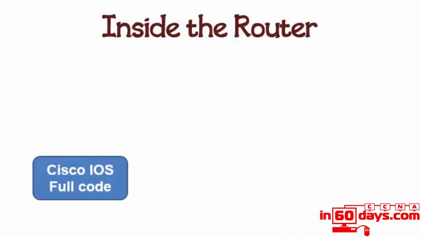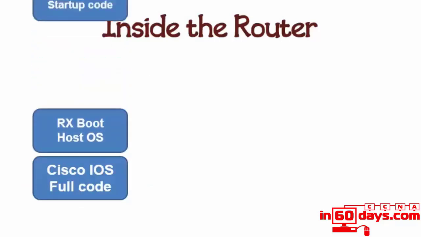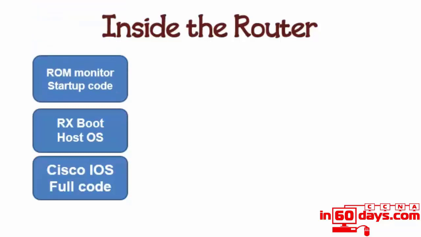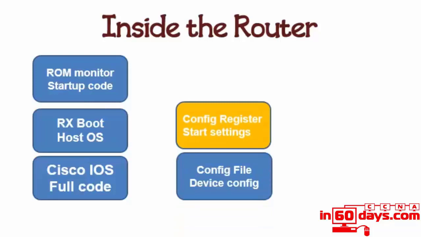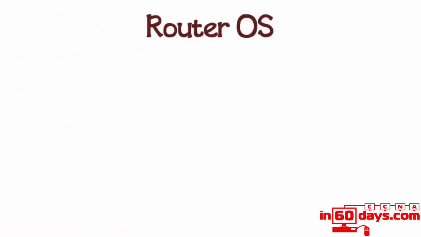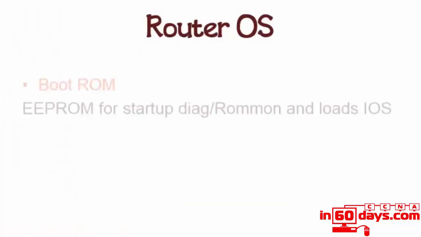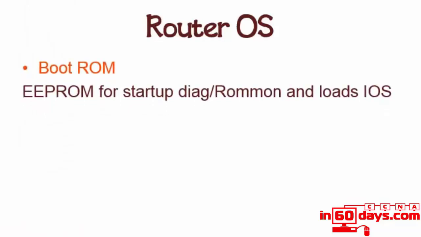Inside the router, you've obviously got your Cisco IOS code running, the RxBoot which I mentioned, the ROM monitor, the startup code, configuration files and device configurations, and your configuration register settings. And you need to be aware of the differences between all these and what memories hold the various files. Boot ROM is EEPROM, electronically erasable programmable read-only memory, and it's for startup diagnostics. It does contain a ROM code which basically pulls your IOS system from the memory.